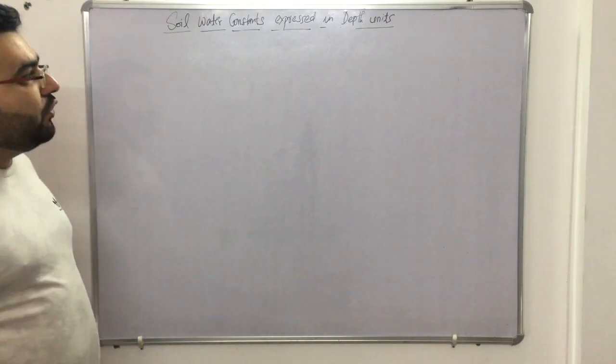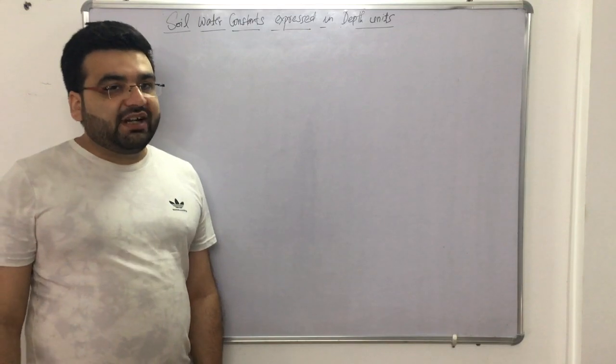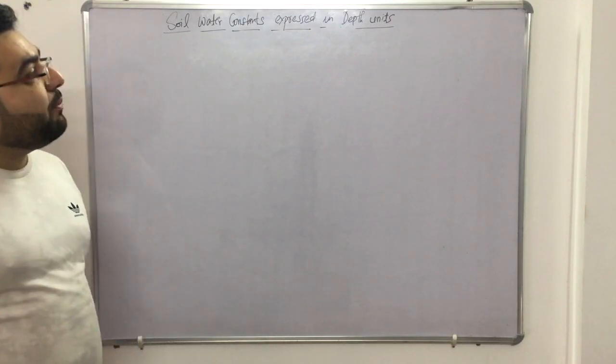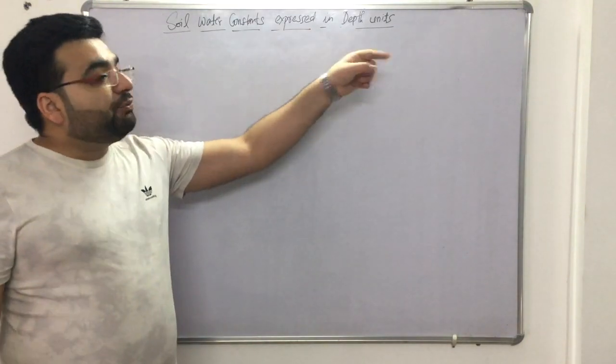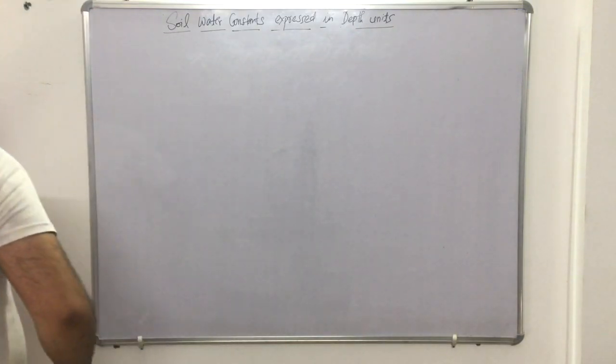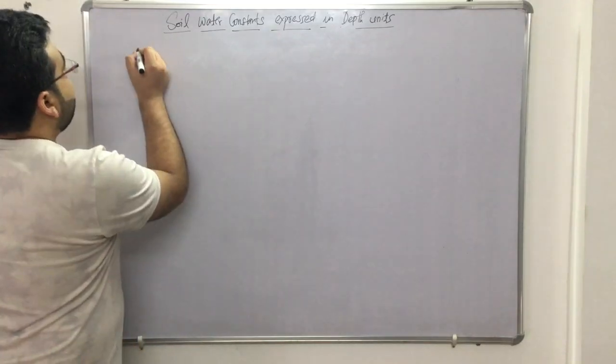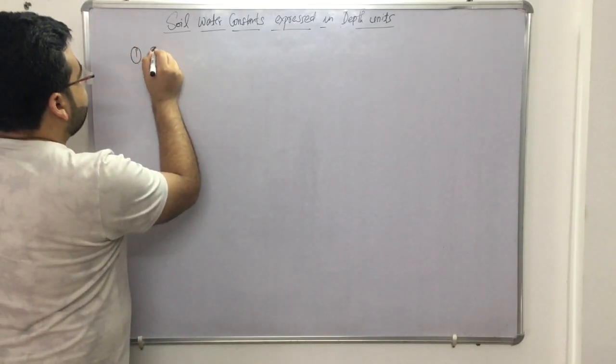We have discussed all these terms and we have also solved a few numericals. But what has been found in previous year GATE examinations is that questions are coming from this topic, the field capacity and the permanent wilting point, based on depth units. So what is the depth unit and how are the questions coming? Let us discuss. First of all, let me explain the field capacity.